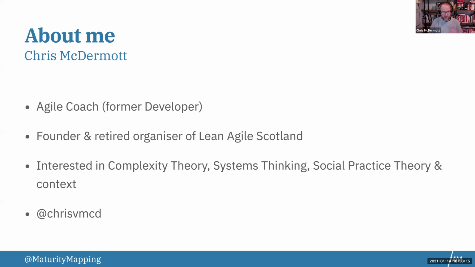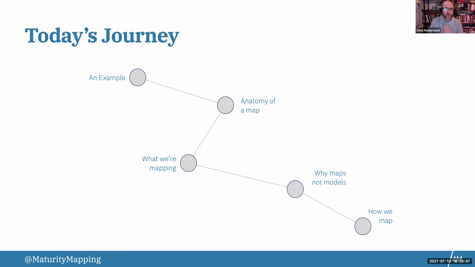I guess other bits about me, I am a founder and retired organiser of a conference called Lean Agile Scotland, which I ran here in Scotland from 2012 to around 2017. I have an interest in complexity theory, systems thinking, social practice theory, which we'll go into quite a bit today. And if you want to tweet at me, follow, have a chat on Twitter, I am Chris McD. Maturity mapping itself also has its own Twitter account, which is much easier to remember, which is @maturity-mapping.